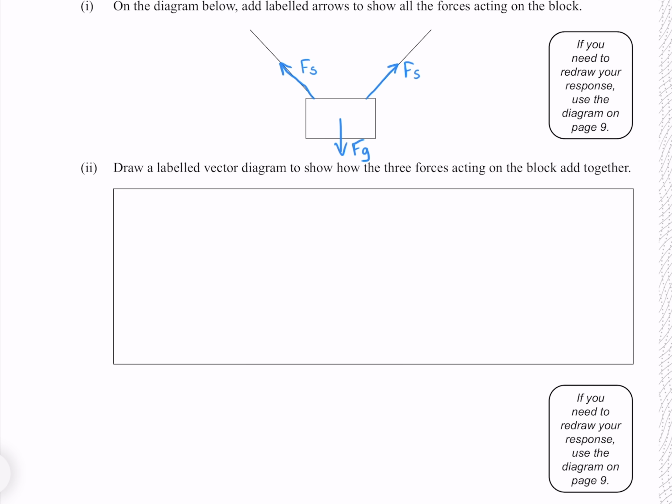Because our block isn't moving, we know that the sum of all of our vectors, where I'll call this spring 1 and this spring 2, must equal 0. So we should be able to chain them together and end up where we started. So our downwards force of gravity is going to equal our Fs2 plus our Fs1.